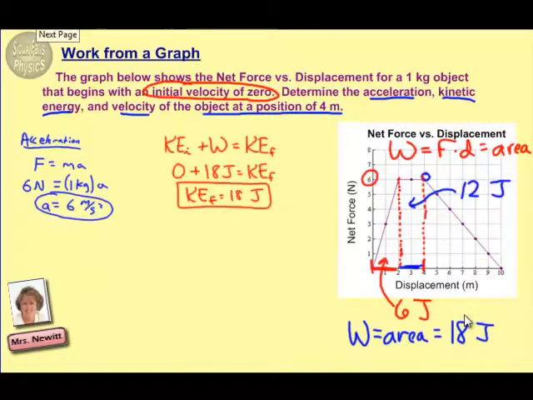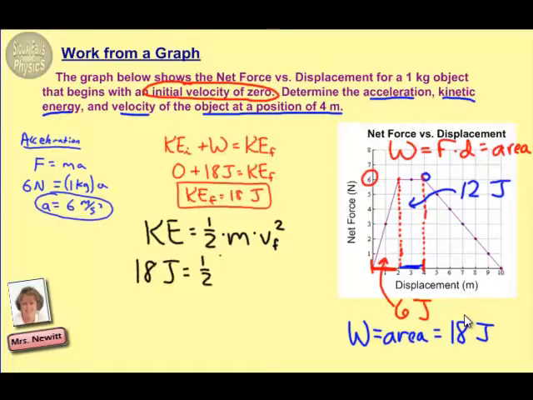That value can then be used directly for our last piece of information, which is the velocity of the object at that position. Remember that kinetic energy is simply 1/2 times mass times velocity squared. So if we've just found out that we have 18 joules of kinetic energy and the mass of our object is 1 kilogram, which is kind of handy for the math of it, we find out then that our final velocity should be 6 meters per second.